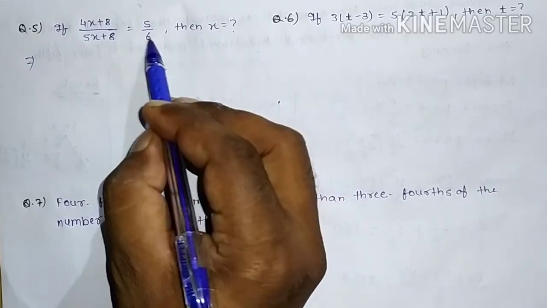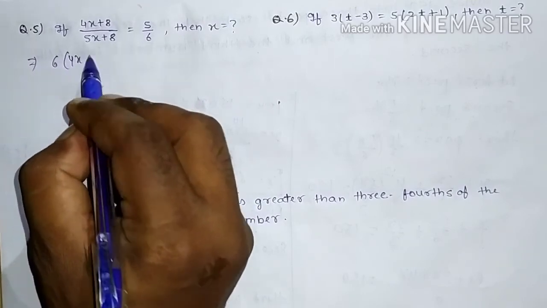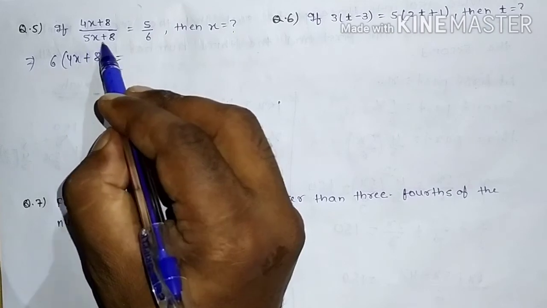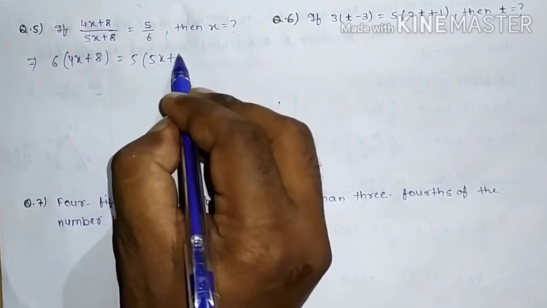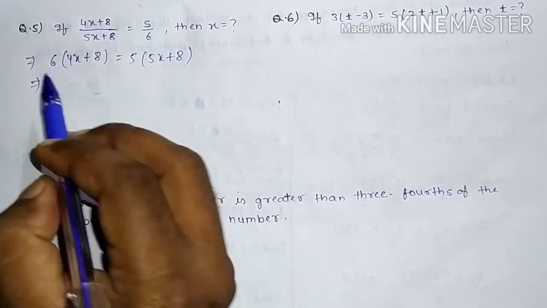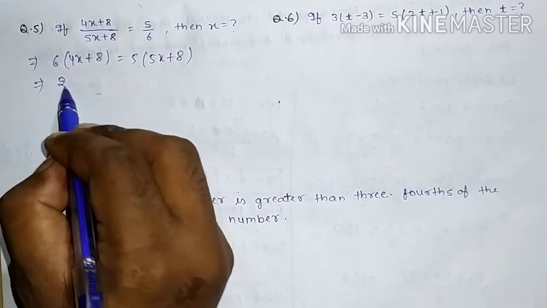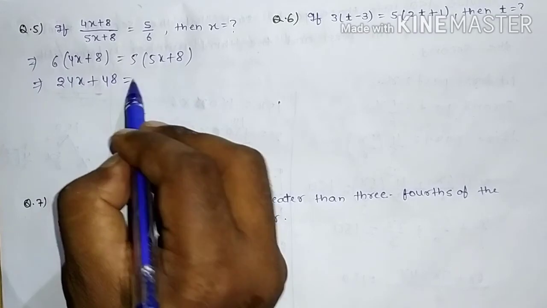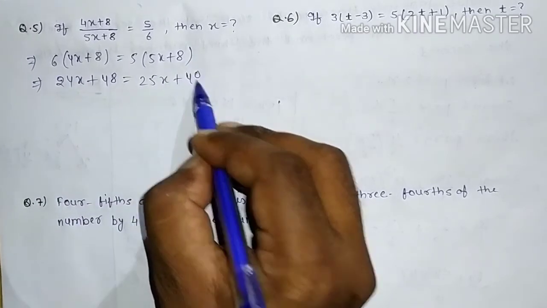So 6 into (4x plus 8). This equals 5 into (5x plus 8). So just simplify it. 6 into 4x, that is 24x, plus 6 eights is 48, equals 5 fives are 25x, plus 5 eights are 40.